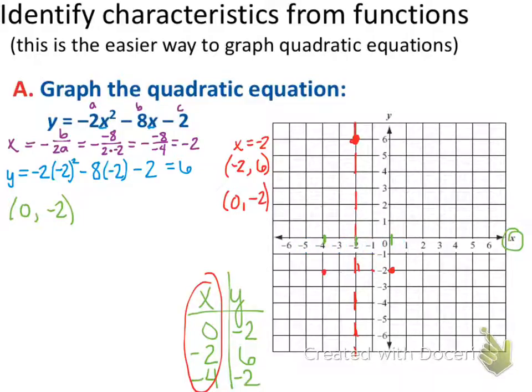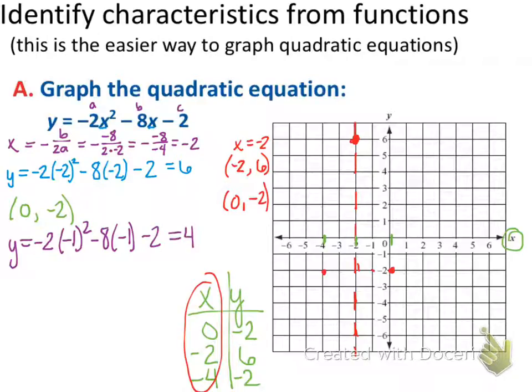So let's go with -1. It seems like an easy number to work with. So we're going to take our original equation, and instead of x, we're going to plug in -1. And we're going to plug that into our calculator. -2 parentheses -1 squared minus 8 times -1 minus 2 gives us 4.